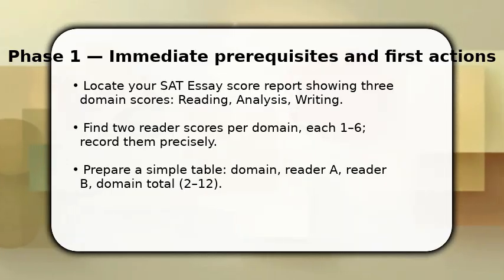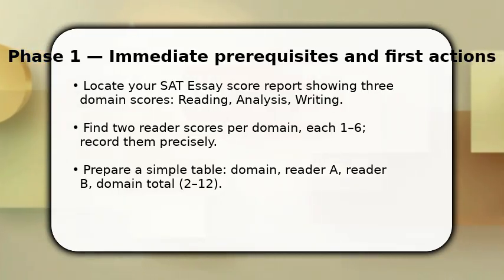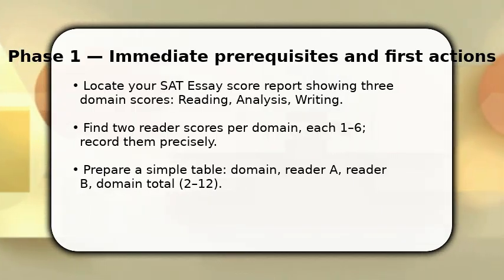You start by collecting the raw numbers. Do that now. Locate the 3 domain scores: reading, analysis, writing, and note both graders' values. Once you have 2 numbers for each domain, add them together to make a domain total that falls between 2 and 12. Make sure to write each domain total clearly, because this small arithmetic step is the foundation. Without accurate domain totals, the combined score will be wrong.